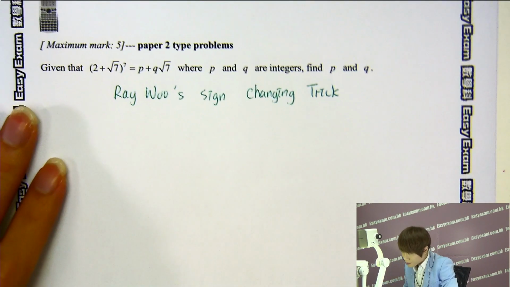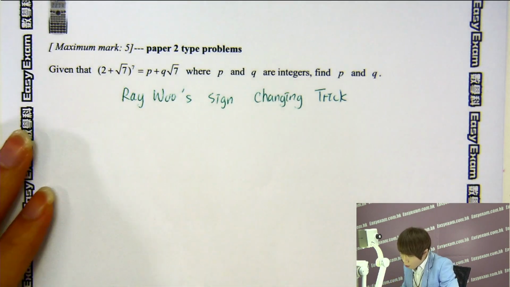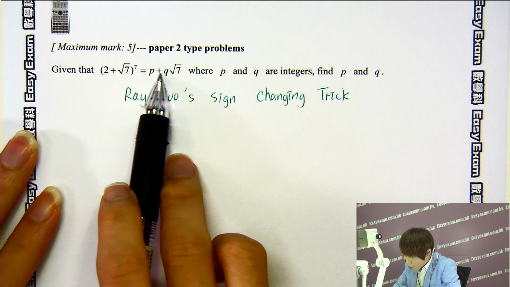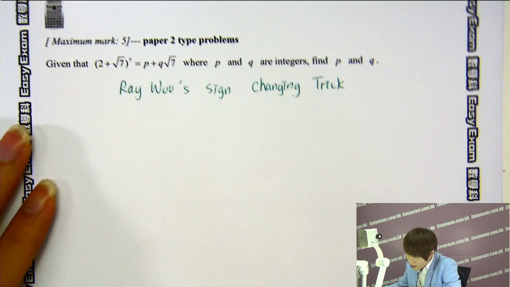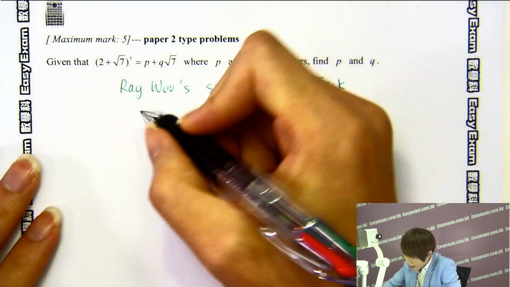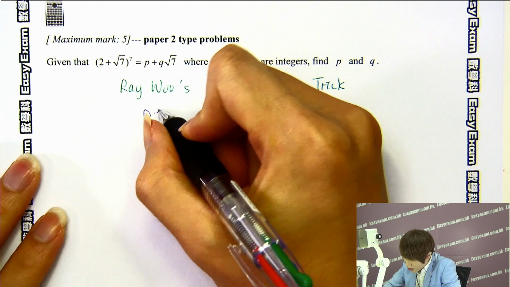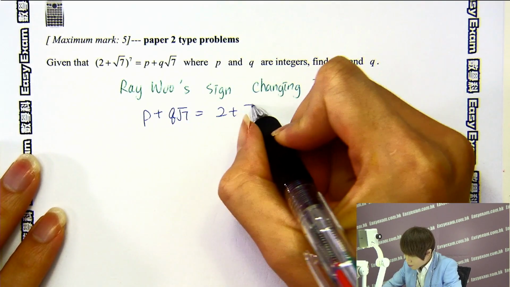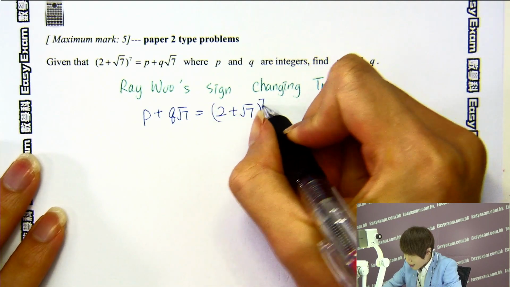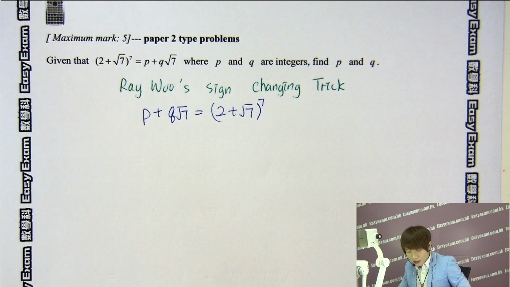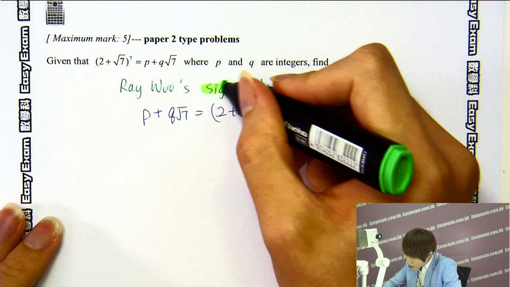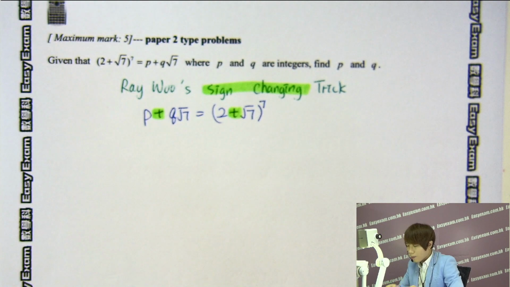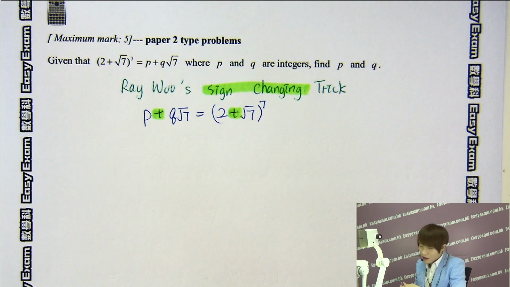So here we go. First of all, we have (2 + √7)^7 = p + q√7. But here, I'm going to rewrite it in the reverse direction: p + q√7 = (2 + √7)^7. Now is the time to use my sign changing trick. Here, I'm going to change all the positive signs to negative signs.